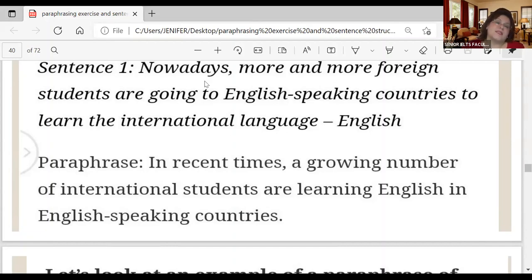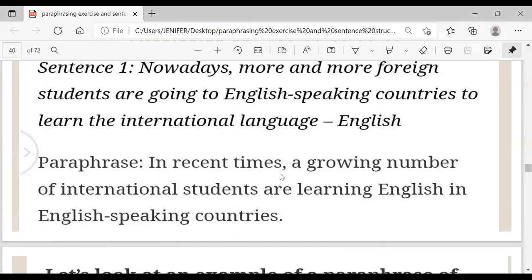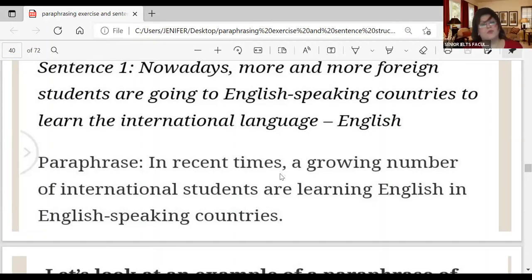पहली बात तो nowadays की जगह पे हमने लिया है in recent times. Guys, don't go blank. ठीक है, you guys know each and everything, so don't go blank. पहली चीज, more and more foreign students, तो यहाँ पे हमने लिखा है a growing number. Foreign students ki jagah pe humne likha hai international students are going to English speaking countries, so are learning English where, in English speaking countries.